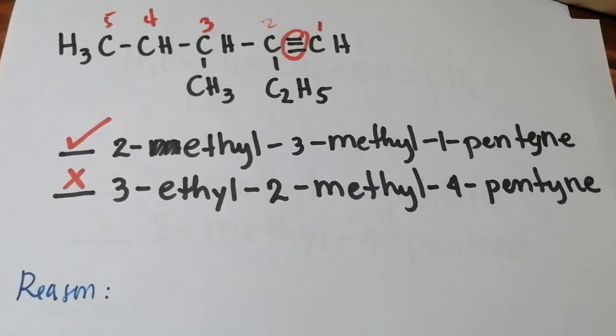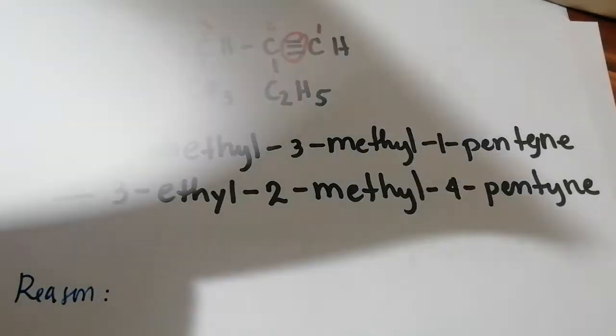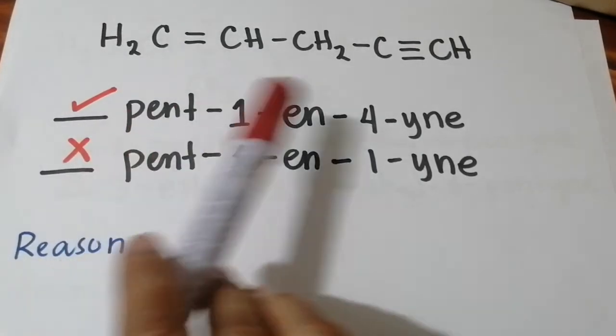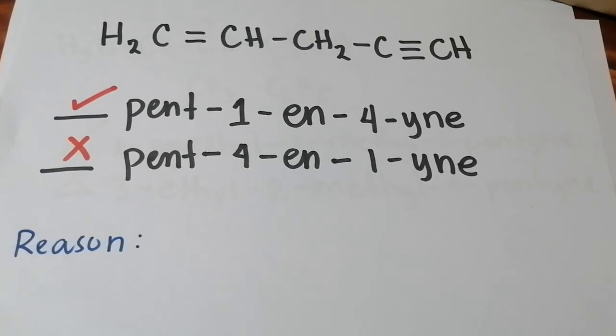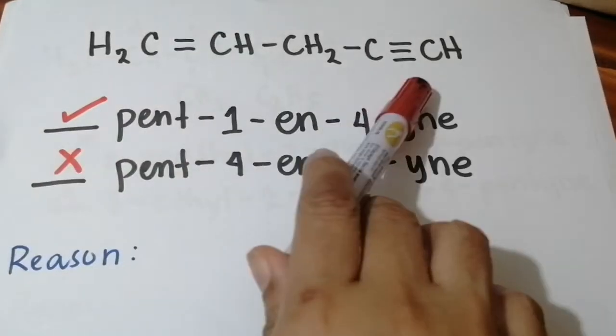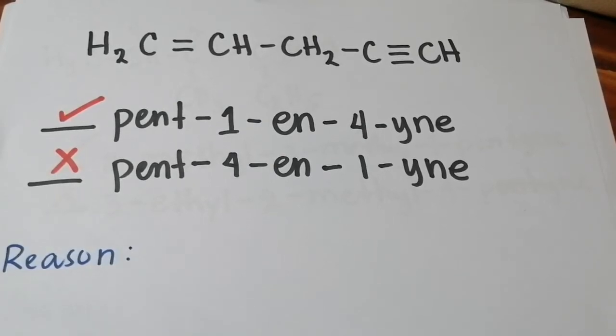You always start from the triple bond, the carbon nearest to the triple bond. Next, what if we have a double and a triple bond at the same time? What are we going to do? If a double and a triple bond are present in a molecule at the same time, you always look at the multiple bond that is nearest to the carbon.